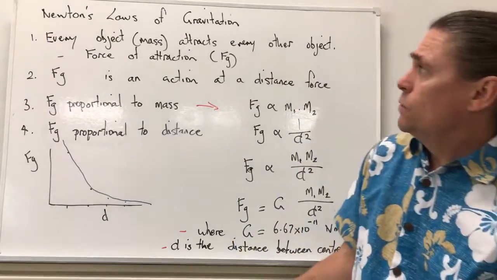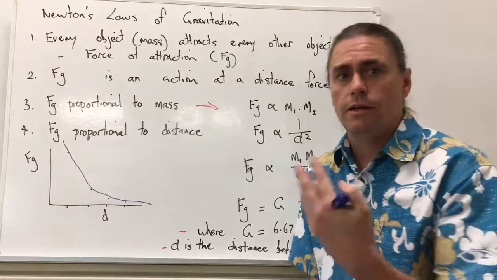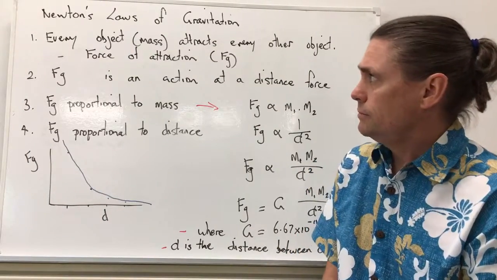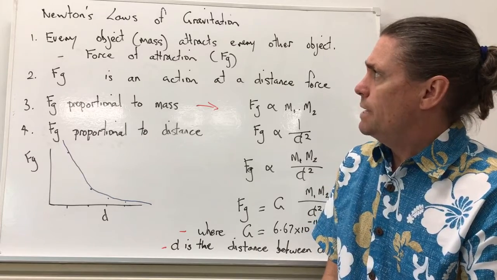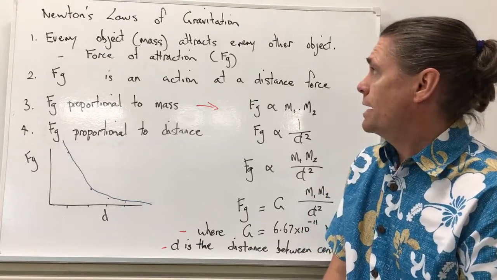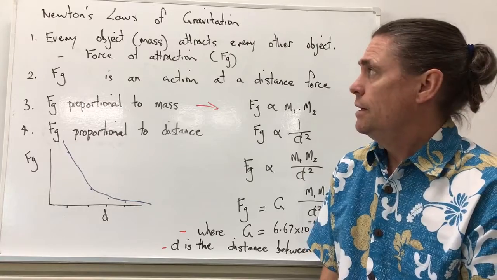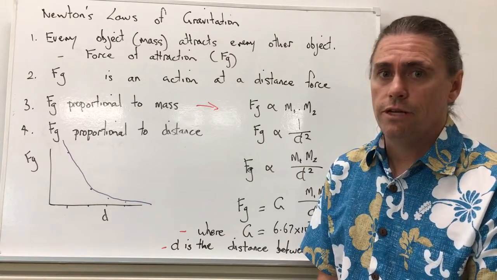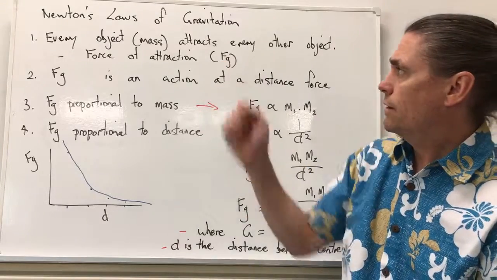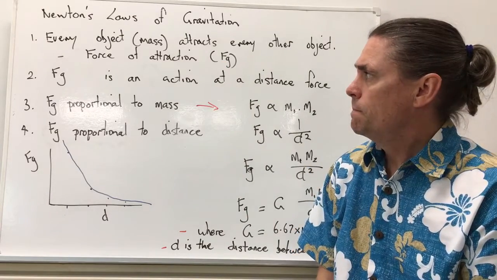Okay, let's have a look at Newton's laws of gravitation and how we might apply them. So a few observations first. Newton said that every mass, or every object, attracts every other object in the universe. In other words, there's a force of attraction between them, and this force of attraction is known as the gravitational force, or in our case, Fg.